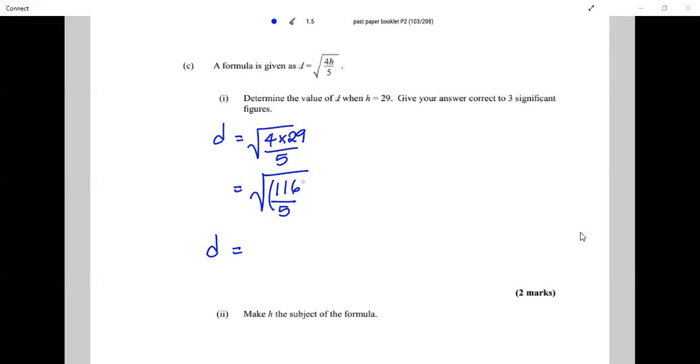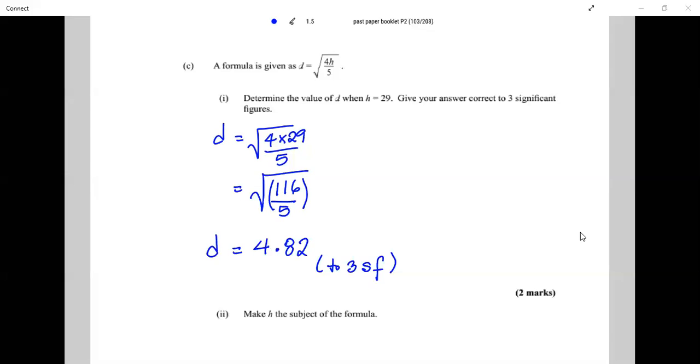Now, what I would do is I would put this in the calculator and just press equal. When you're using the calculator, those brackets would be important. So I'm going to have the square root, open bracket, 116 divide by 5, close bracket, then I press equal. And we're asked to give our answer to 3 significant figures. So the answer is 4.82 to 3 significant figures.